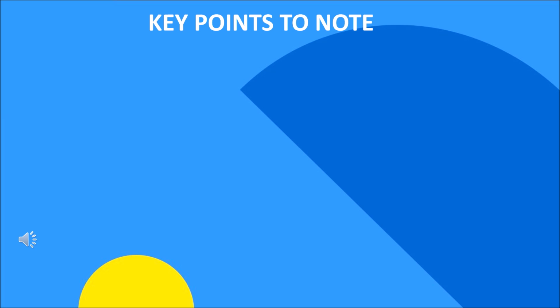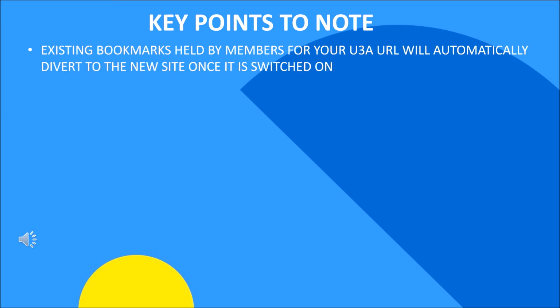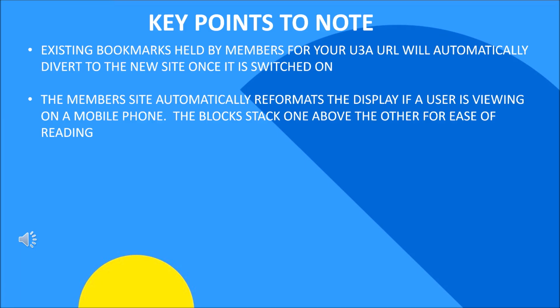And the last few points to make a note of are existing bookmarks held by your members on their devices for your U3A's URL will automatically divert them to the new site once you've switched it on. They don't need a new address to visit your pages. The member site automatically reformats the display if a user is viewing on a mobile phone, and the blocks will stack one above the other for ease of reading.